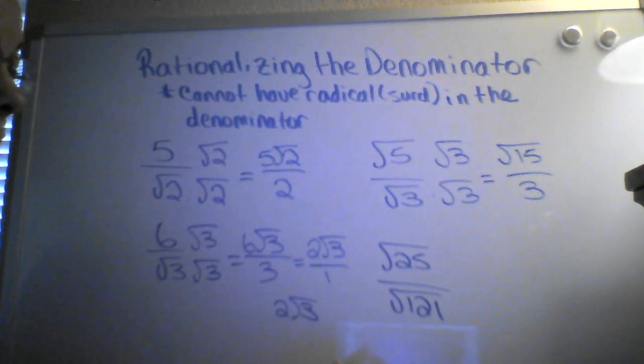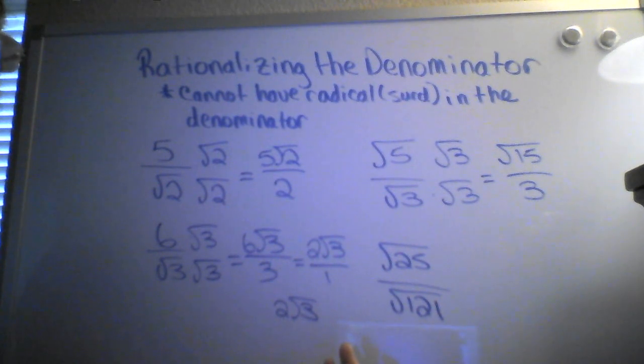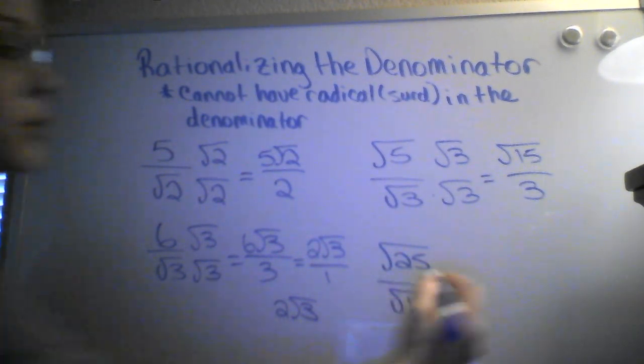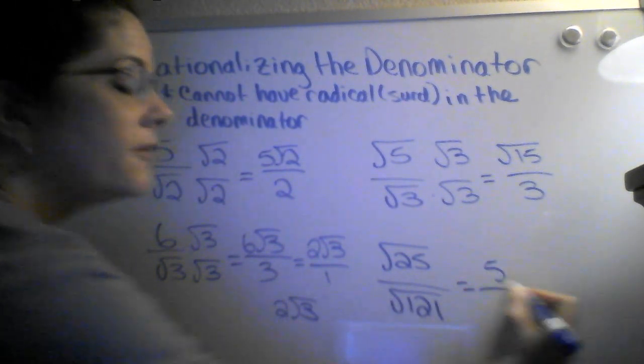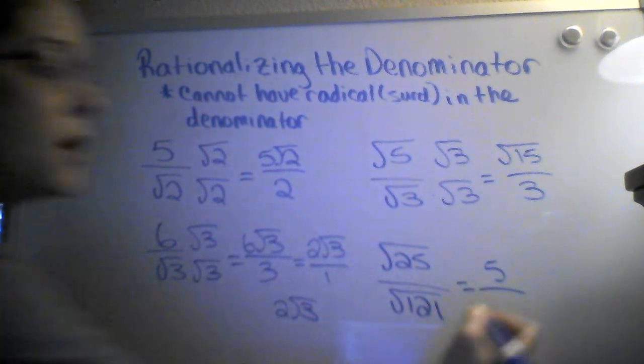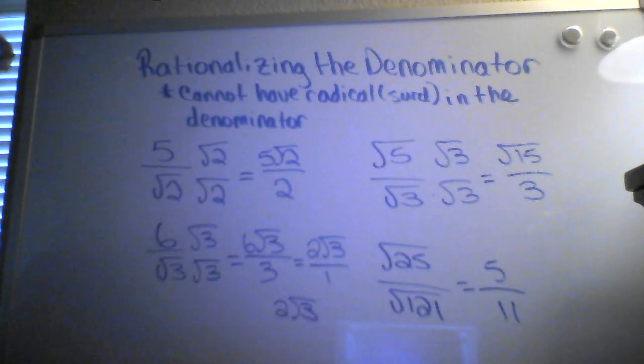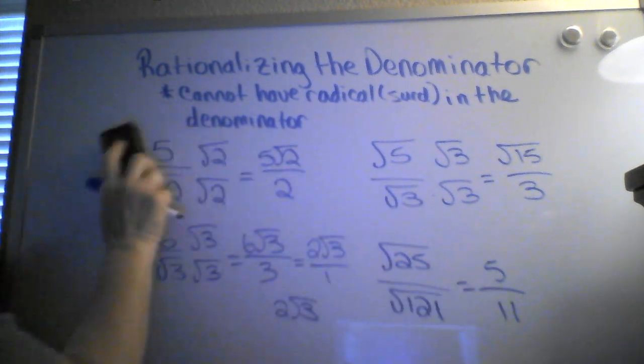My fourth example, both of these are radicals, but what I notice about both of these is they are both perfect squares. You can take the square root of 25, it is 5. You can take the square root of 121, it is 11. So I don't have to rationalize it, I just need to simplify it. Okay, let's try a couple more.